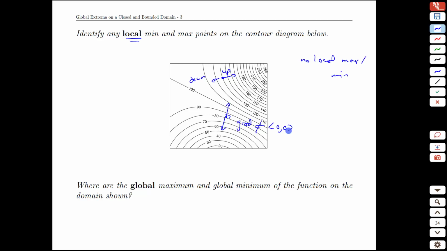Well, that's it then. What that means is when we look at our global max and min, we will have none in the interior. The only time we can have interior global maxes and mins is if those are local max and mins or the gradient is 0, 0. So that means all the global max and mins are going to be on the border.